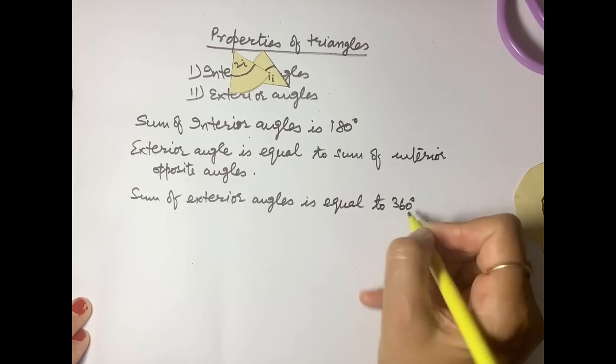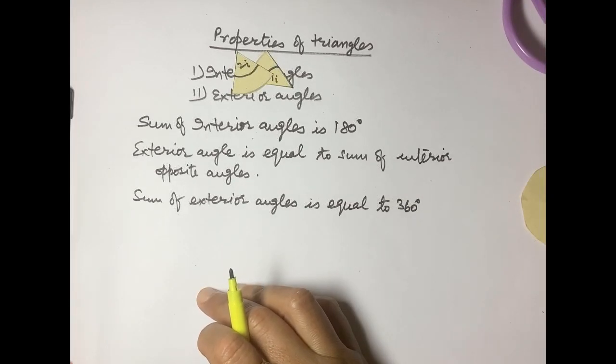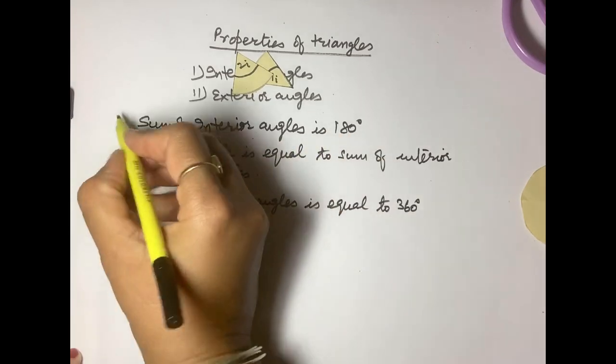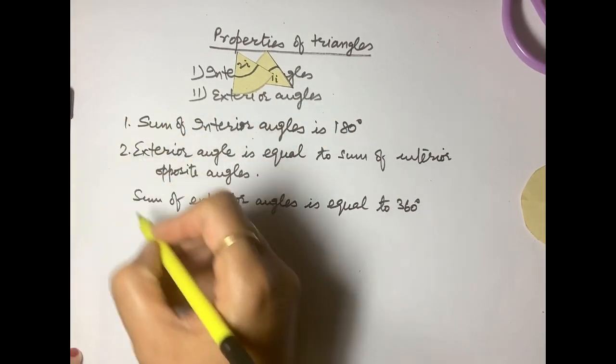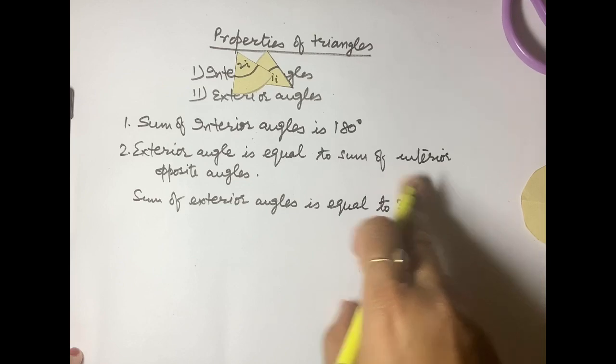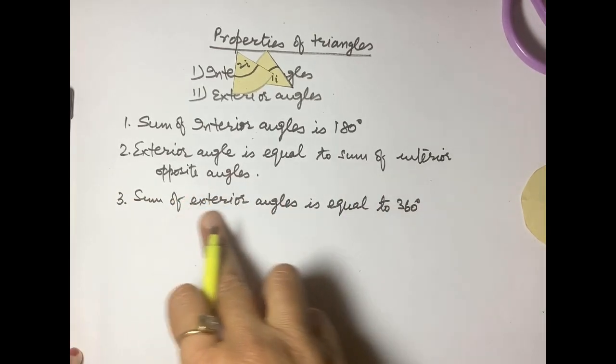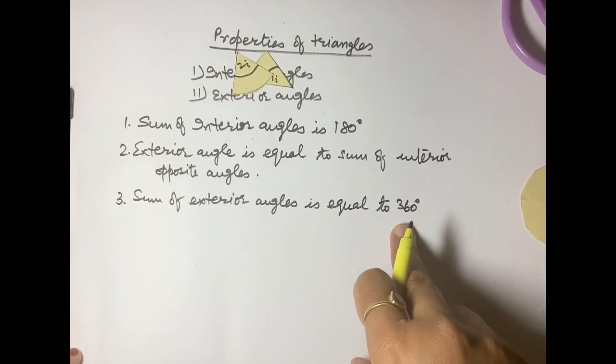360 degree. Today we have learned that sum of interior angles is 180. Second, exterior angle is equal to the sum of interior opposite angles. And third property, sum of exterior angles is equal to 360.